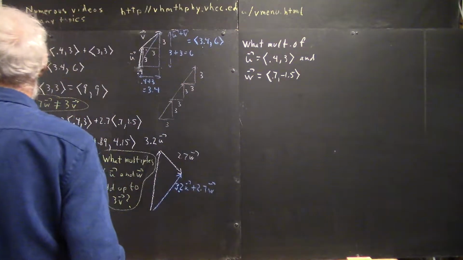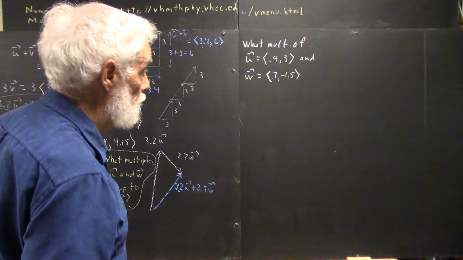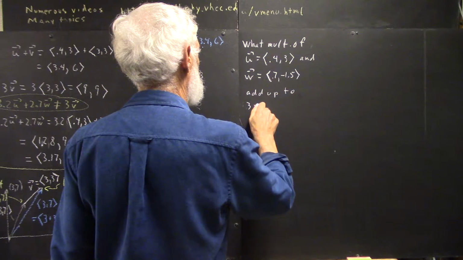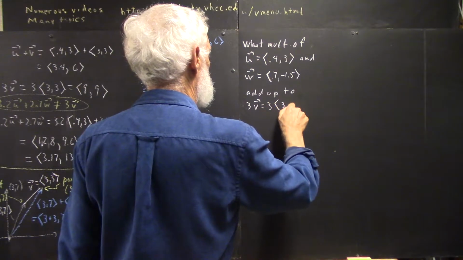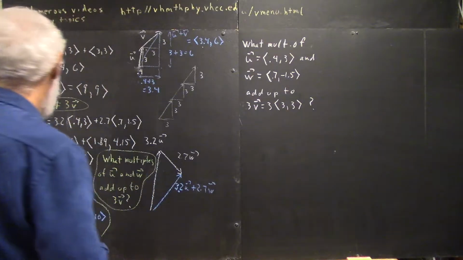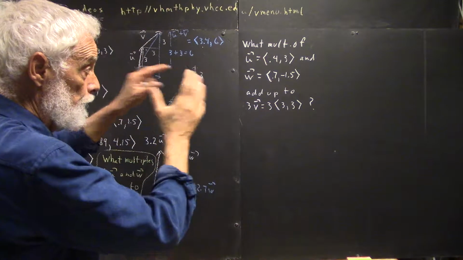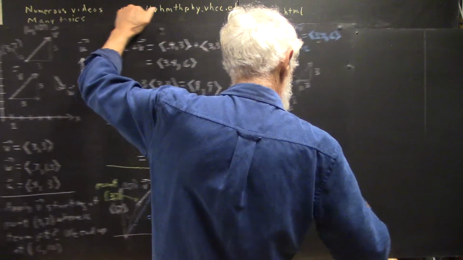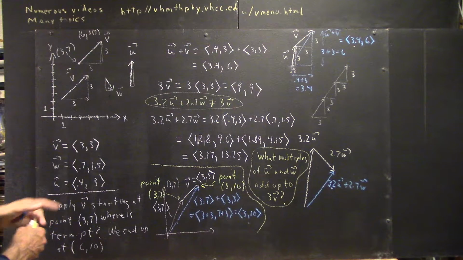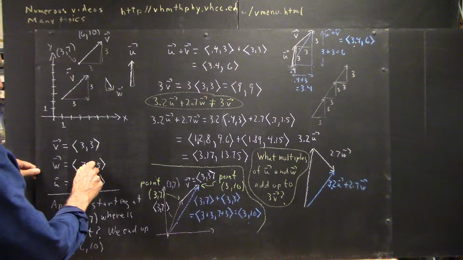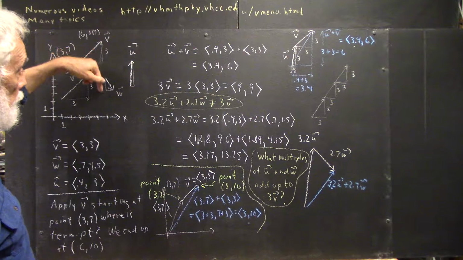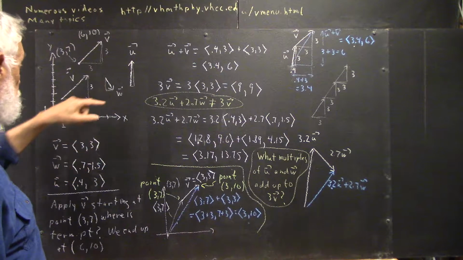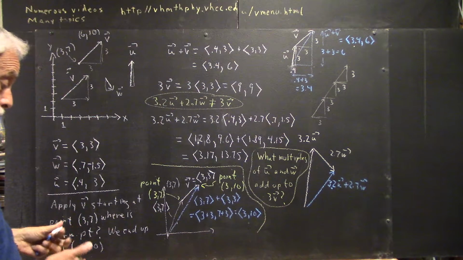negative 1.5, add up to 3v, which is 3 times the vector 3, 3? I've got a correction to make on the other board first. Maybe we did a little better before than we thought we did. When I wrote down my w vector, I wrote it down as 0.7, 1.5, and it's really 0.7, negative 1.5, because of course we're going in the negative direction here. So our rise is negative 1.5 and our run is 0.7. I overlooked that, and that was kind of a bad error to make.